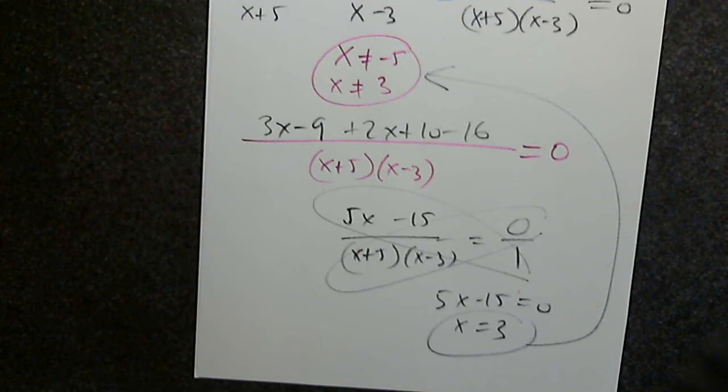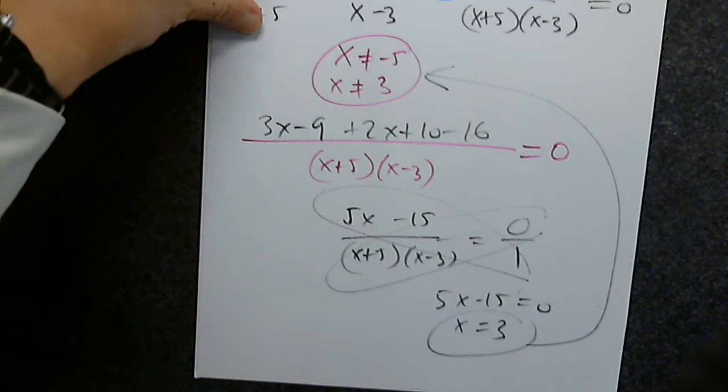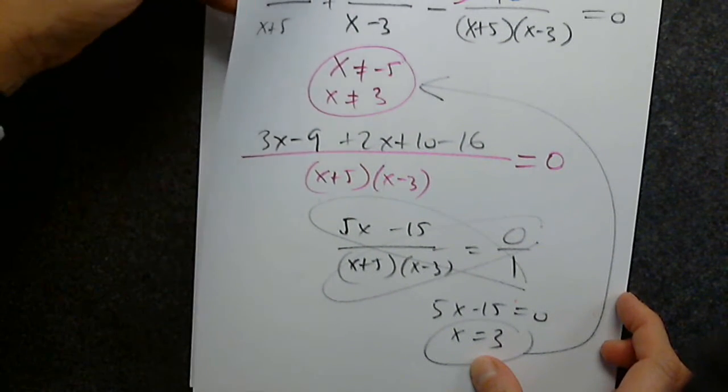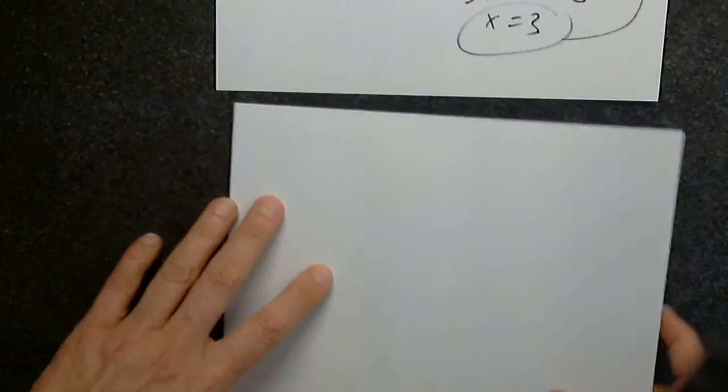Good. Next question. Can we do 19? So let's take a look at 19. Very good. Any questions on number 1? Questions on 1? Okay, perfect. We are on 19.